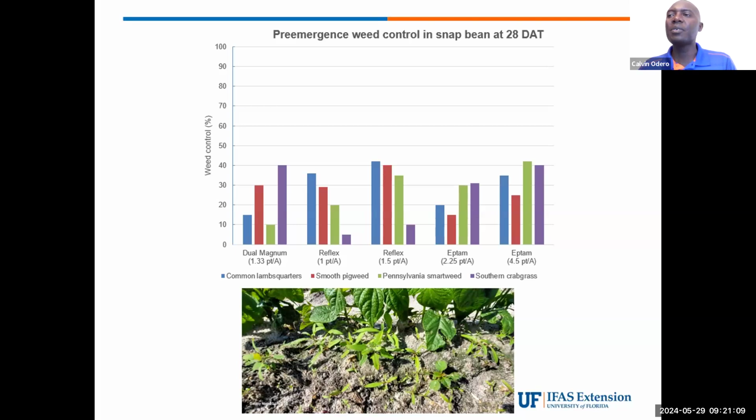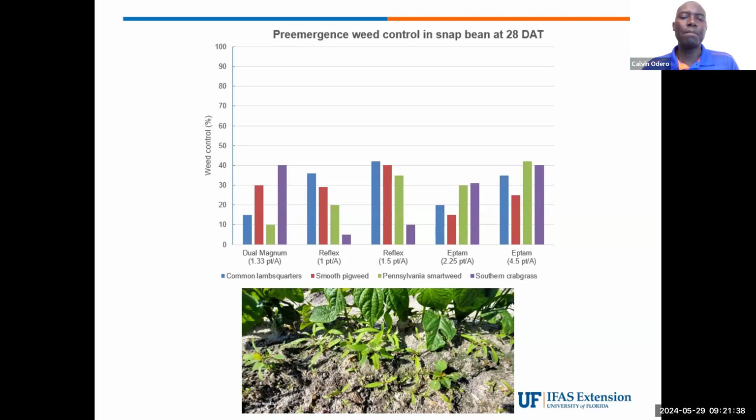Some of the weed species, as you can see from this figure, were mostly lambsquarters, some smooth pigweed, smartweed, and some southern crabgrasses. So anyway, I'll continue to expand more on that, to look at some of the pre-emergence herbicides and what their efficacies are going to be over the course of hopefully this coming season.